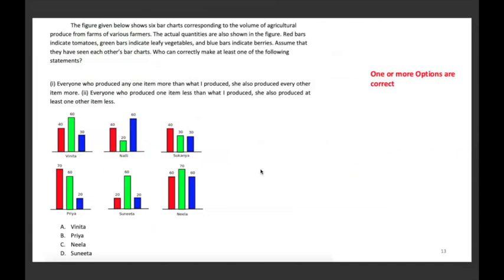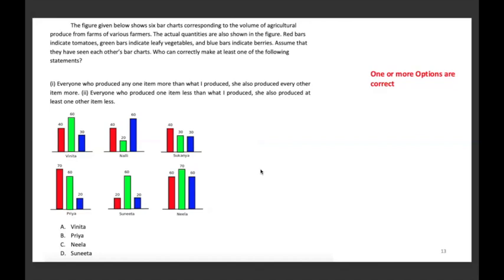The figure given shows 6 bar charts corresponding to the volume of agriculture produced from farms of various farmers. The actual quantities are shown in the figure. Red bars indicate tomatoes, green leafy vegetables, blue bars indicate berries. Assume that they have seen each other's bar charts, who can correctly make at least one of the statements.